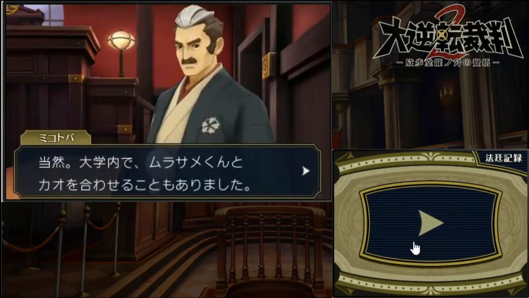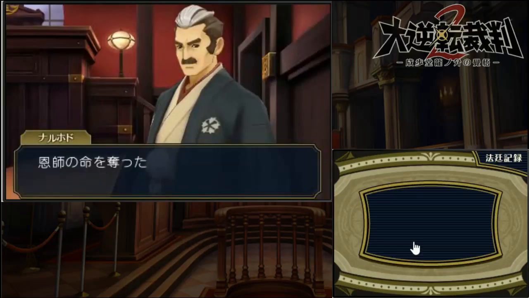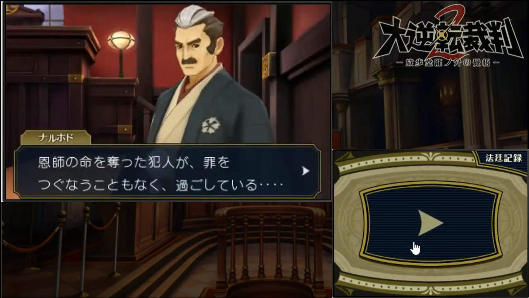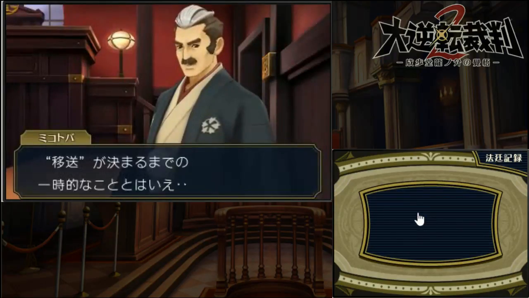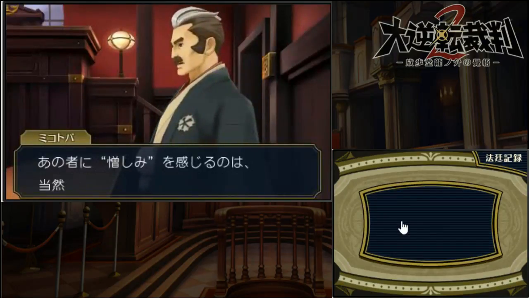And of course, she would have crossed paths with Murasame-kun. I like how Mikatoba refers to Murasame as Kun and not any san or something. Or is Kun used for women too? I don't know. Okay. The professor's murderer did not atone for her crimes and spent her time being free instead. Though it was merely temporary until her departure was decided. I would not fault Murasame-kun for feeling such hatred towards the murderer.